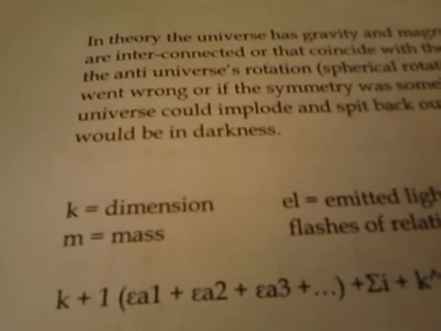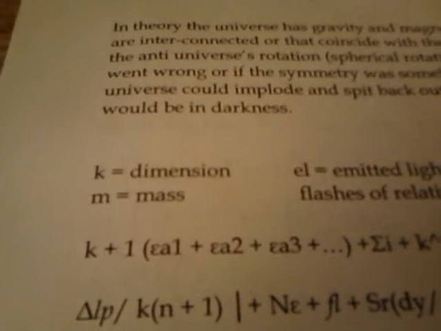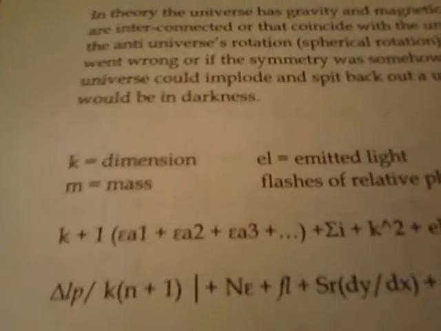Gravity has its field, and electric field has its field, and magnetic energy has its field. So anyway, just to clarify, in theory, the universe has gravity and magnetic energy that are interconnected or that coincide with the universe and anti-universe's rotation, spherical rotation in parentheses. If something went wrong, or if the symmetry was somehow flawed, the universe could implode and spit back out a universe that would be in darkness. In other words, that would go back to void or be in darkness.